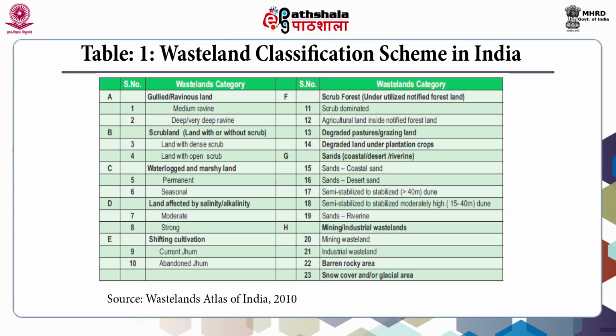plantation crops. Then category G includes sands, whether coastal, desert or ravine. Then category H includes mining or industrial wastelands, and also includes barren rocky area and snow cover or glacial area.